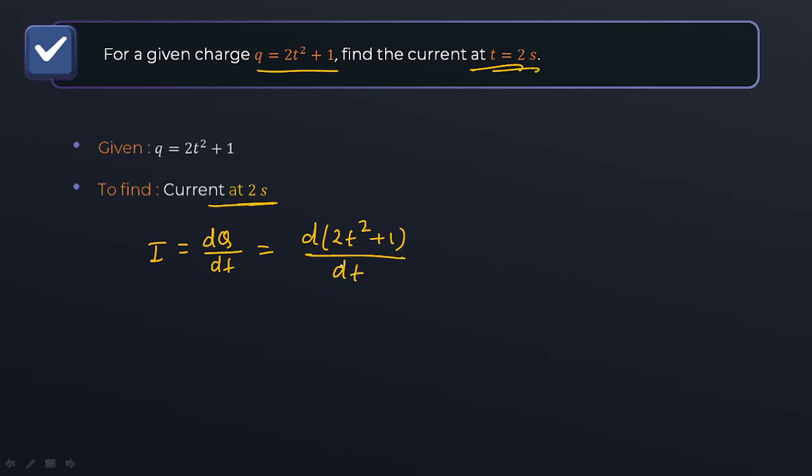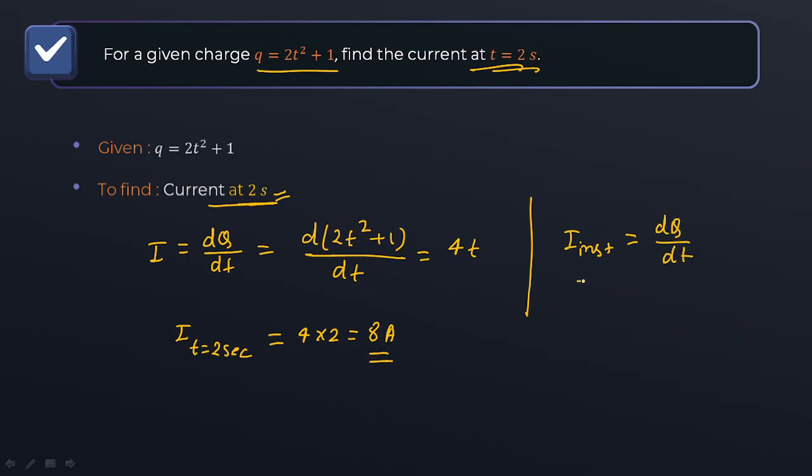Now we can differentiate it, so it will be equal to how much? 4t. Now t is how much? 2 seconds. So we can say I at t equals 2 seconds will be equal to 4 into 2, that will be equal to 8 ampere. Simple. So which formula have we used? I instantaneous, that is equal to dq by dt. Right? Simple, easy.